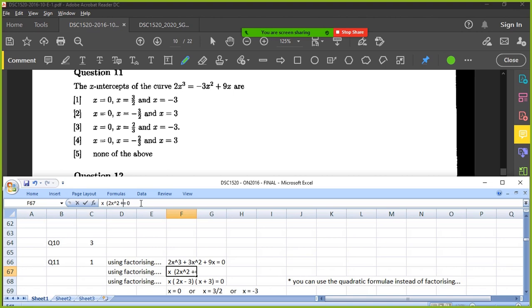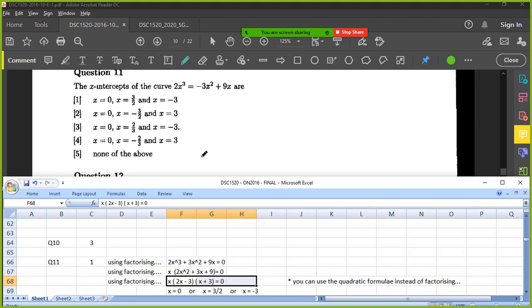plus 3x plus 9. Right, and then 2x squared plus 3x plus 9 can be factorized. You'll get 2x minus 3 and x plus 3. Obviously you multiply out. Minus 3 times plus 3 is minus 9. Okay, minus 9. Ooh, hold on.